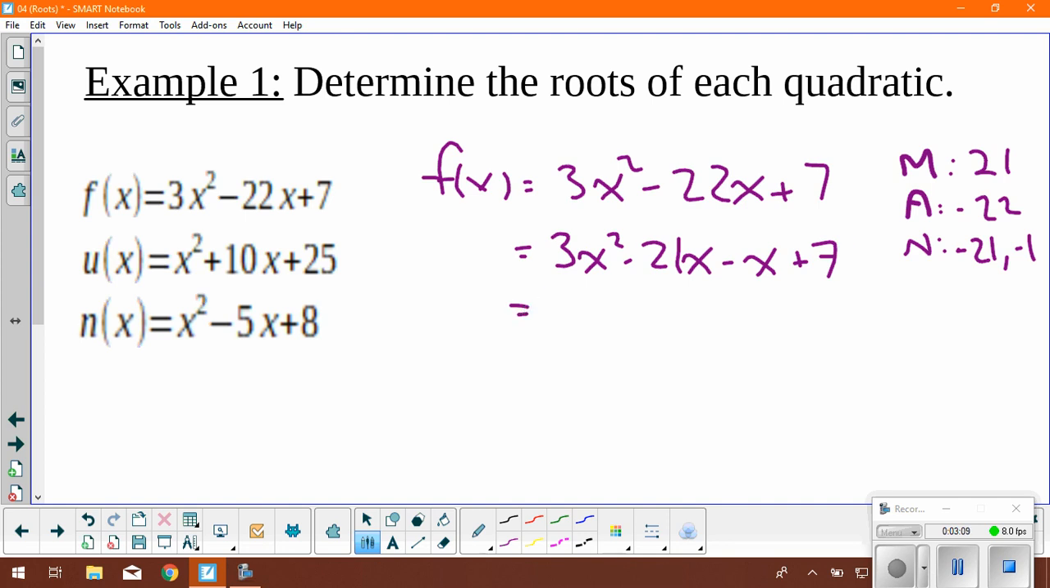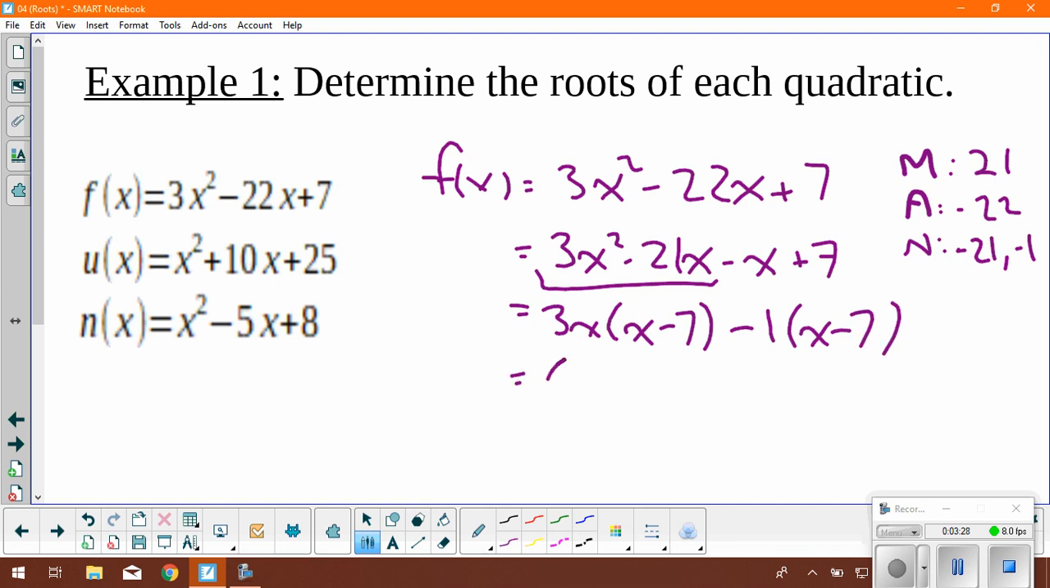Okay, and then we factor each pair. From the first pair, I can factor out 3x, and that leaves x minus 7. And from the second pair, I can factor out a negative 1, and that also leaves x minus 7. We know we've done it right because we have the same bracket twice. So we have 3x minus 1, x minus 7.